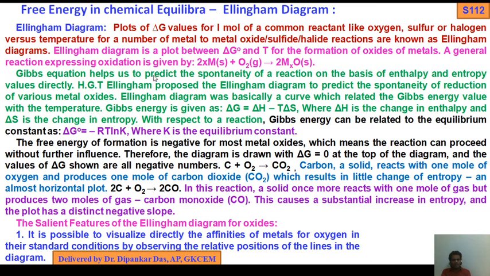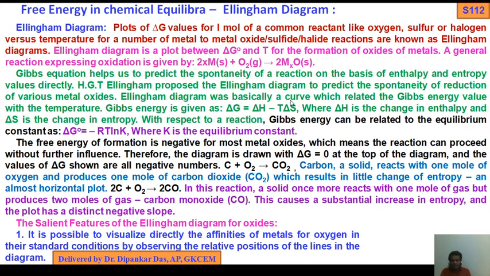The Gibbs equation helps us. The Gibbs equation gives the free energy and helps us to predict spontaneity. We know del G less than 0 indicates spontaneity of a reaction on the basis of enthalpy and entropy values directly. Ellingham proposed the Ellingham diagram to predict the spontaneity of reduction of various metal oxides. So the main motto of this diagram is the spontaneity of the reduction of various metal oxides.